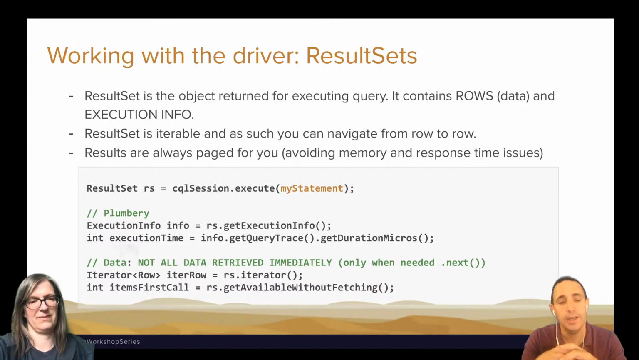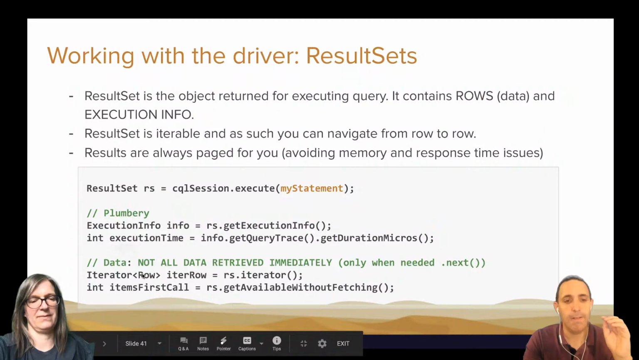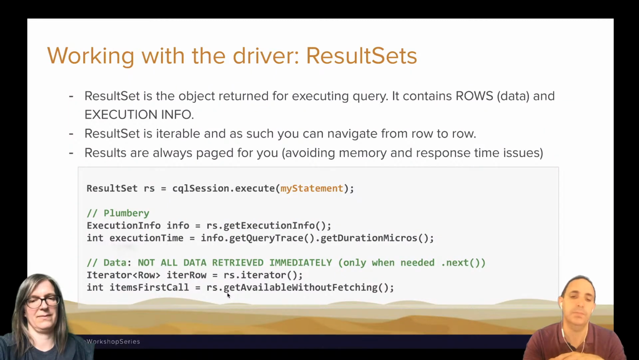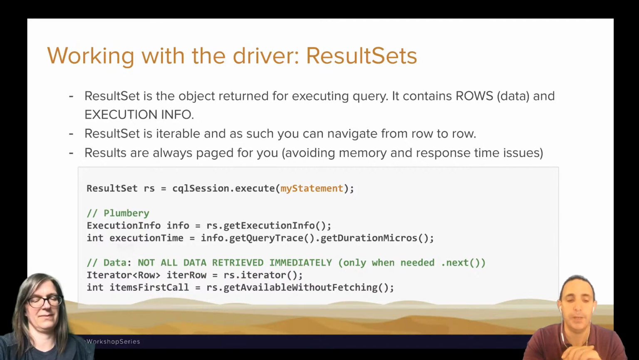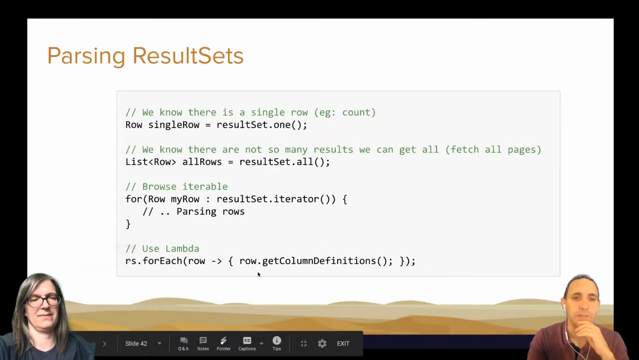This is the reason why every request in Cassandra is paged. The default page size is 5,000. You can change that per request. And so you get not the full list, but an iterator. And you can also say how many records I have in my page. And now I will know if I need to fetch page number 2 or 3 and so forth and so on. Okay, moving on.